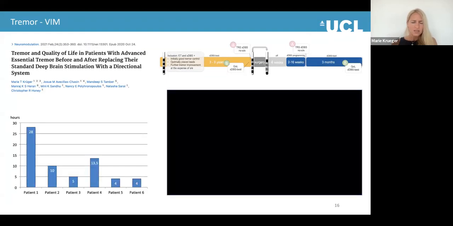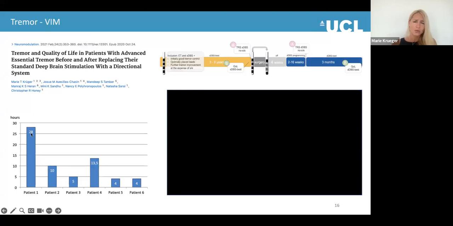Now, it took us a long time to program these patients, and I'm mentioning this because it will come up later in my talk. Pedro had mentioned that most people think the longer programming time is the main disadvantage of these electrodes.